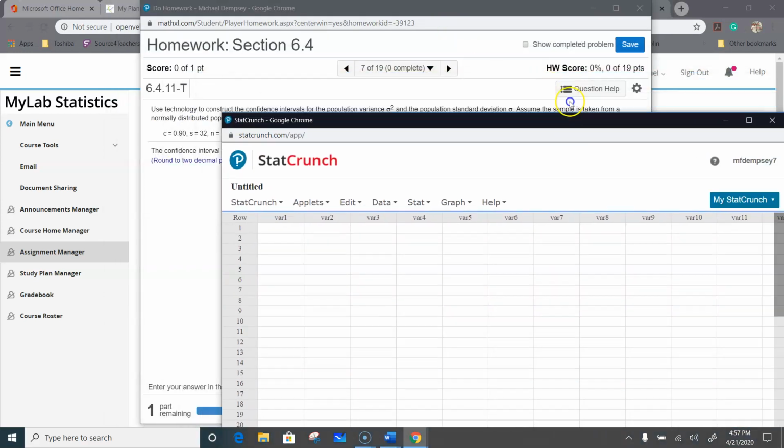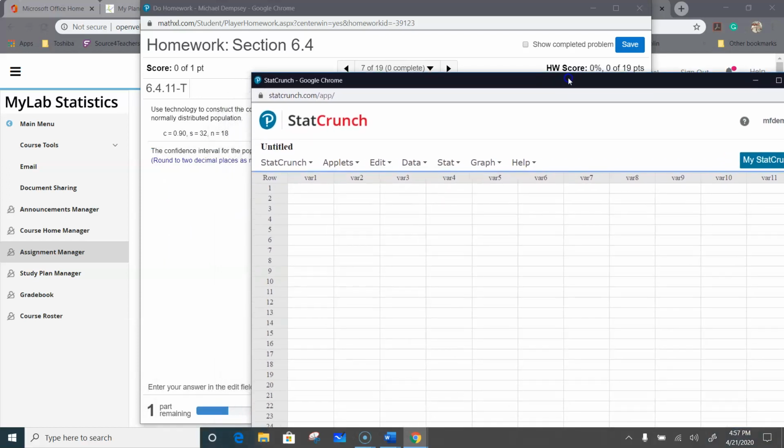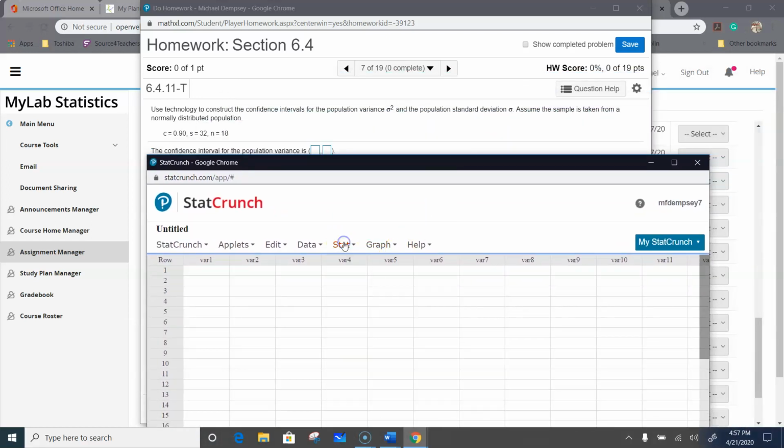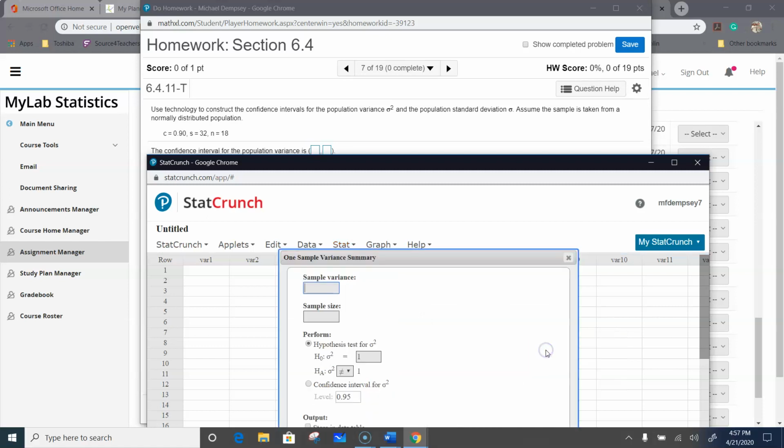There we go. Okay. So what we have here, we don't have the actual data. We have the statistics, right? So I still go to Stat. Okay. And what I'm interested in here, remember, is variance stats, right? And it's a one sample deal. So we have summary, not the data. So the sample variance they gave to me, right?